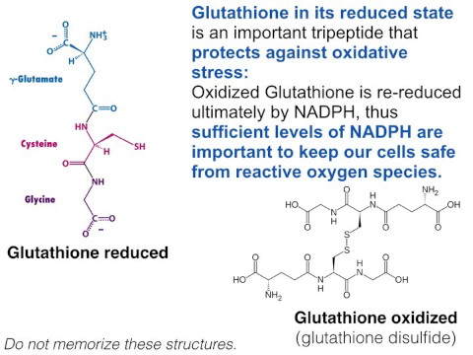We have to get rid of that disulfide bond in order to regenerate the two glutathiones that are independent of one another. And so NADPH can be used as a reductant in order to reduce these disulfide bonds and release these two glutathiones from one another. And so it's important to have sufficient levels of NADPH to keep ourselves safe by reactivating glutathione.